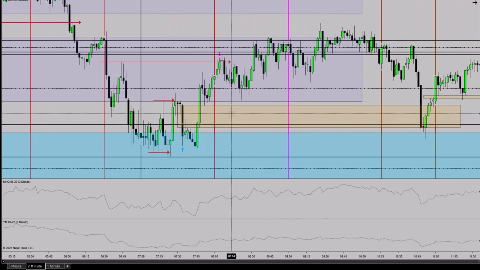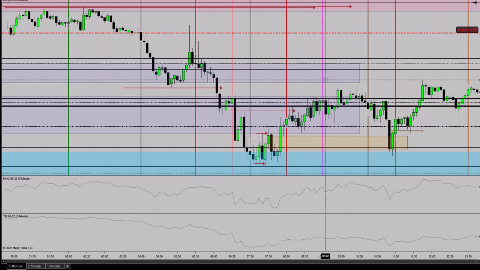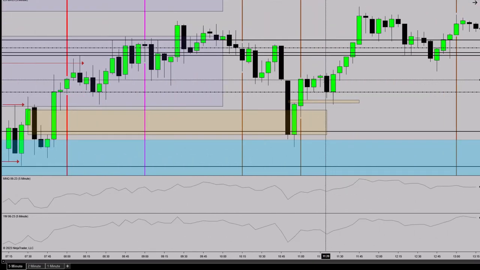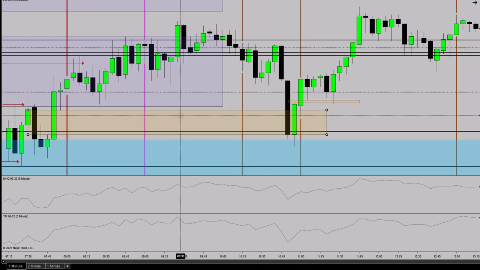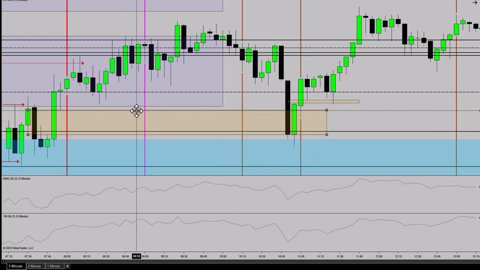And then as we head into the PM session, I wasn't here for the PM session. I had to do some stuff, but anyways, you can see there's a fair value gap on the 5-minute, which is what it used to come down from 1:30 to 2 p.m. And then you can see the market holding very nicely here.